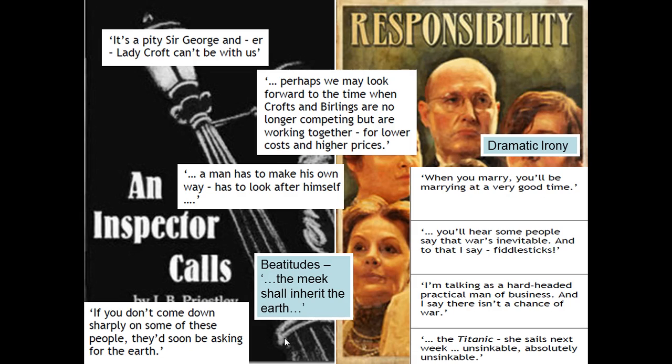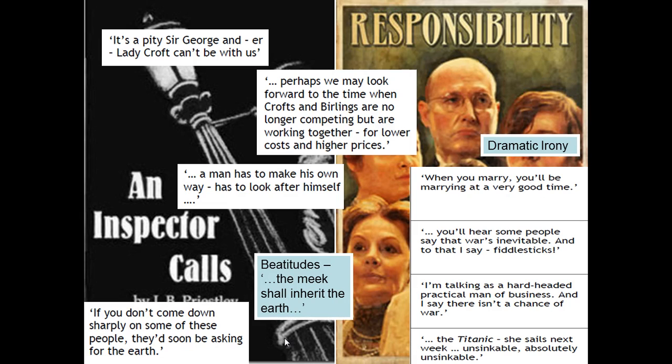And he does it in subtle ways like that, but he does it in much more obvious ways as well. Another little quote from Burling, which again focuses on this idea of the right wing, of the self-made man. "Perhaps we may look forward to the time when the Crofts and the Burlings are no longer competing but are working together for lower costs and higher prices." This man is concerned with money.